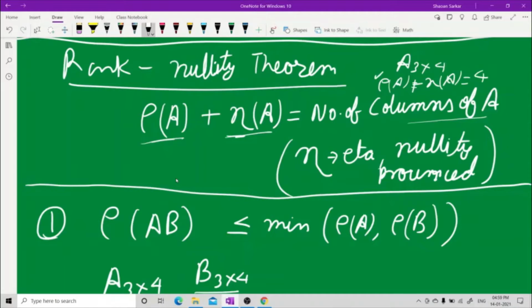You will be knowing this, you may have to find this. That's the point. This is just for the sake of completeness. This is not in your syllabus also. And this is actually eta, pronounced as nullity.